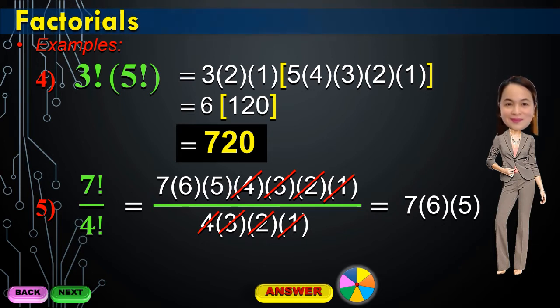So the common numbers are 4, 3, 2, 1. The same with the denominator, the common numbers are 4, 3, 2, 1. So we can cancel them, or when we divide them, it is equal to 1. So the remaining numbers are 7, 6, and 5. When we multiply 7 times 6 times 5, the answer is 210.